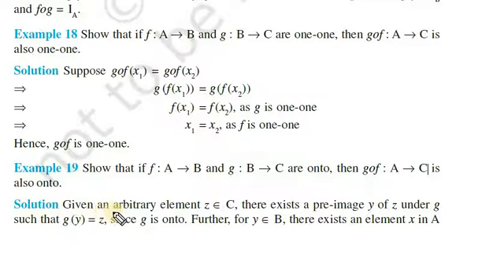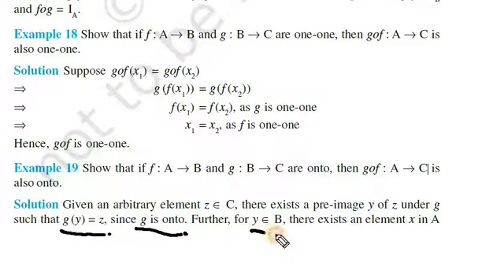Let us start with an arbitrary element z belongs to C. Then we know that g is an onto function, therefore there is a pre-image y of z in B under g. So we'll call it y, such that g of y is equal to z, since g is onto.